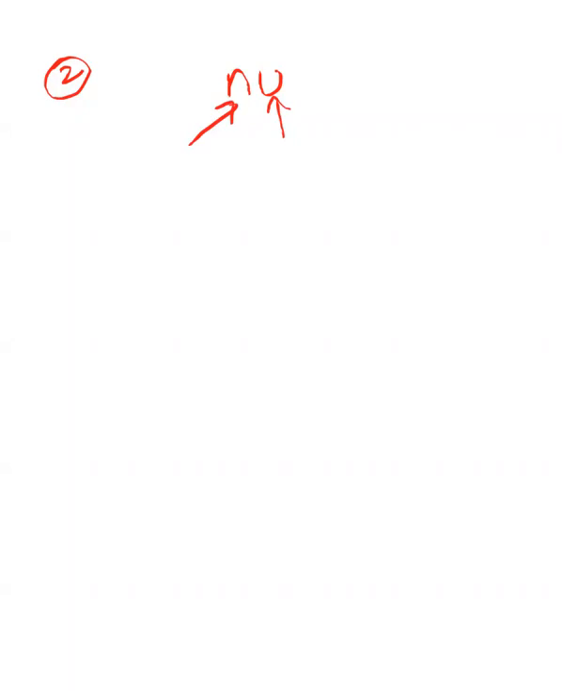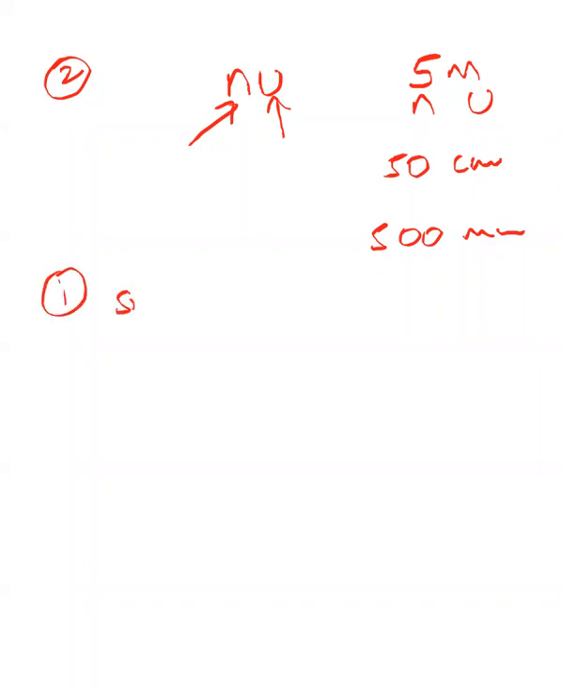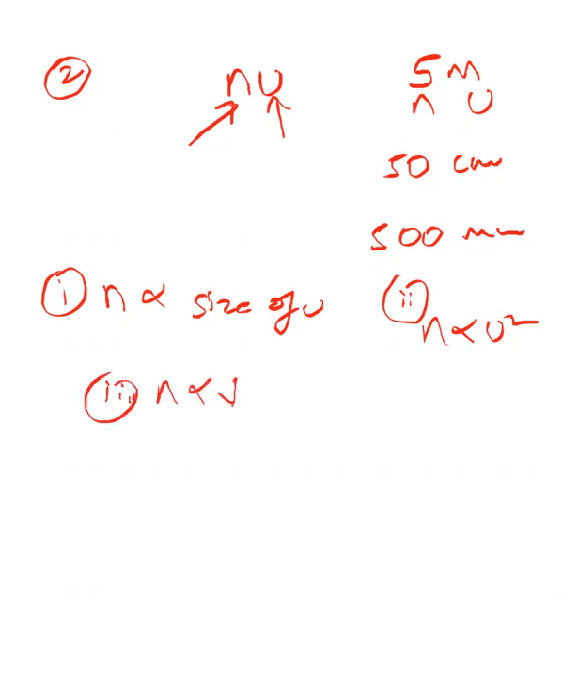If the result is expressed in various units, for example, 5 meter, 5 is N and U is meter. If different units, the N value will change. 5 meter is 500 centimeter, right? It is 5000 millimeter, right? So they are giving 4 options. First: N is directly proportional to the size of U. Second: N is directly proportional to U square. Third: N is proportional to root over U. Fourth: N is inversely proportional to U.